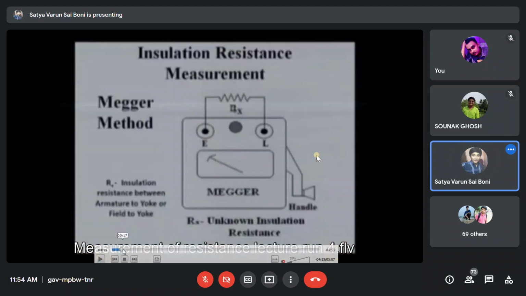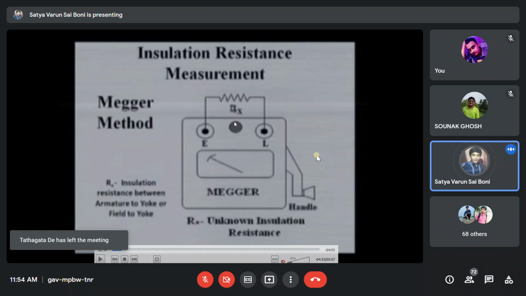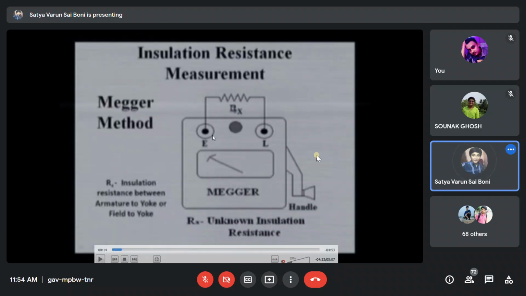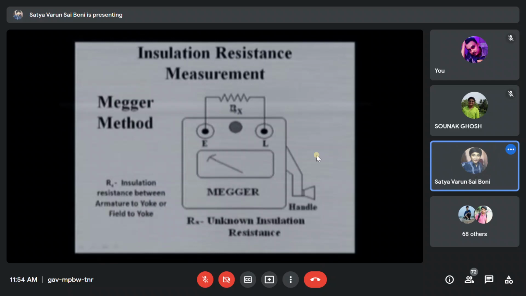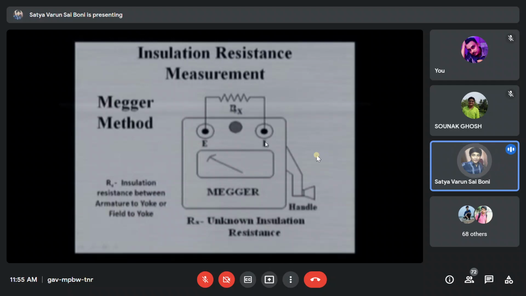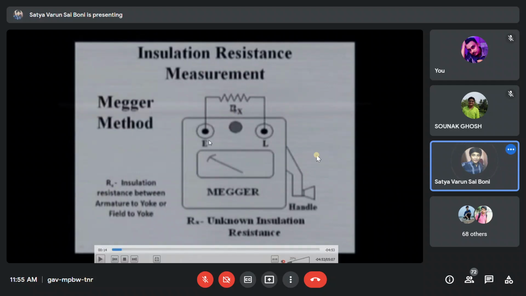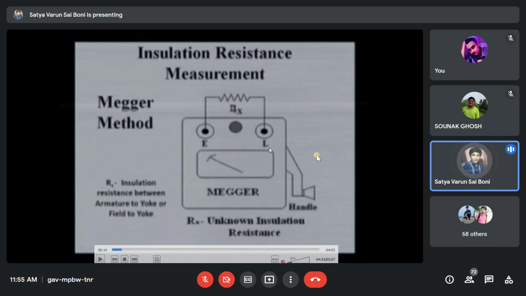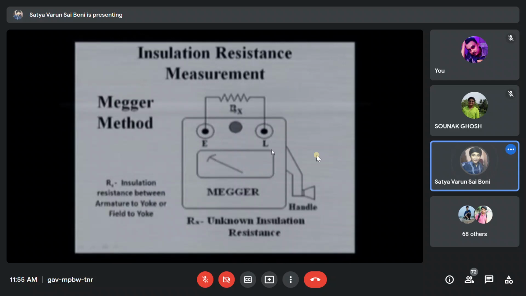And finally, the Megger method. See, Megger is also very simple. Here there are two points, E and L, you can say. It is Rx, what I said, meaning insulation resistance. E we can say is positive, and L is negative. You can assume like that, because for real time it is better and there is no confusion. In this E point, we are just short circuiting A1 and A2, and that line is given to E. This L is nothing but the point with the wire.